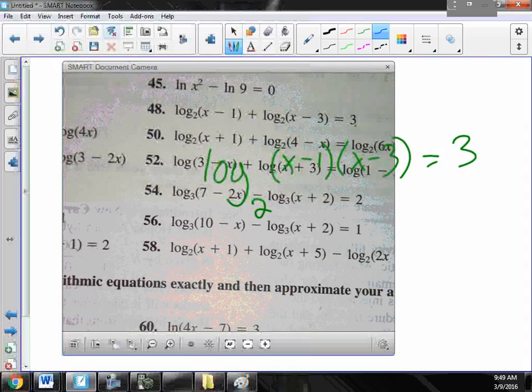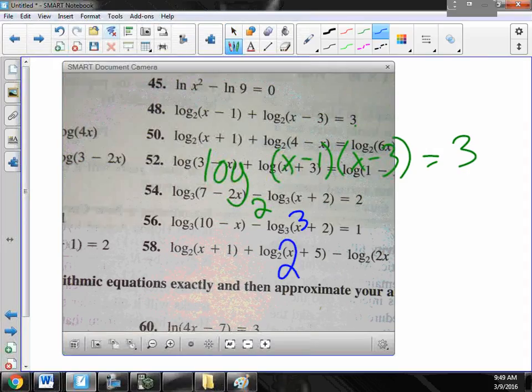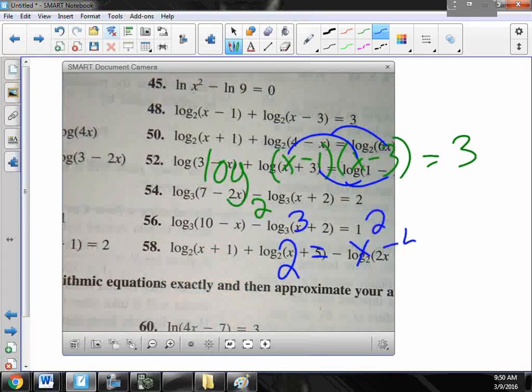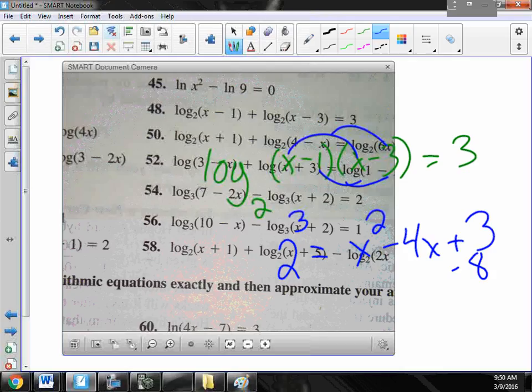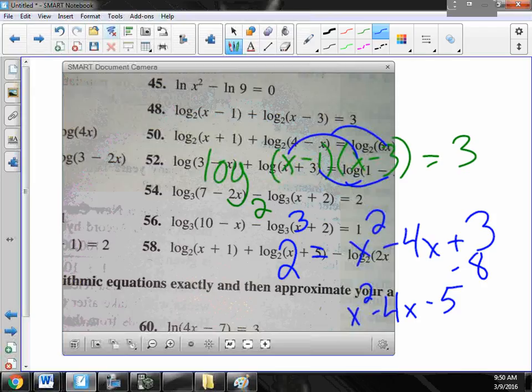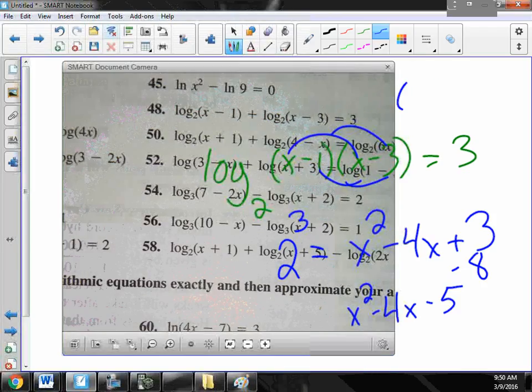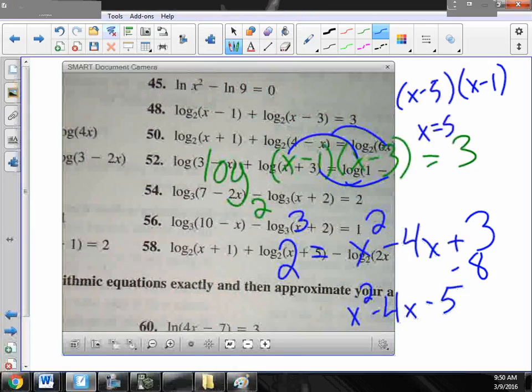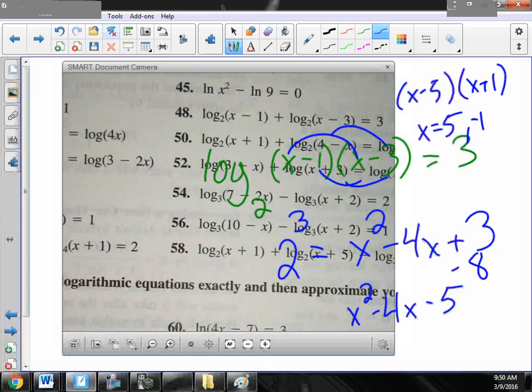So 2 to the third equals x squared minus 4x plus 3. And this is 8, so I'm going to subtract 8. And I get x squared minus 4x minus 5. Factor that into x minus 5 and x plus 1. So x equals 5, or negative 1. And you probably want to double check to make sure that that works.